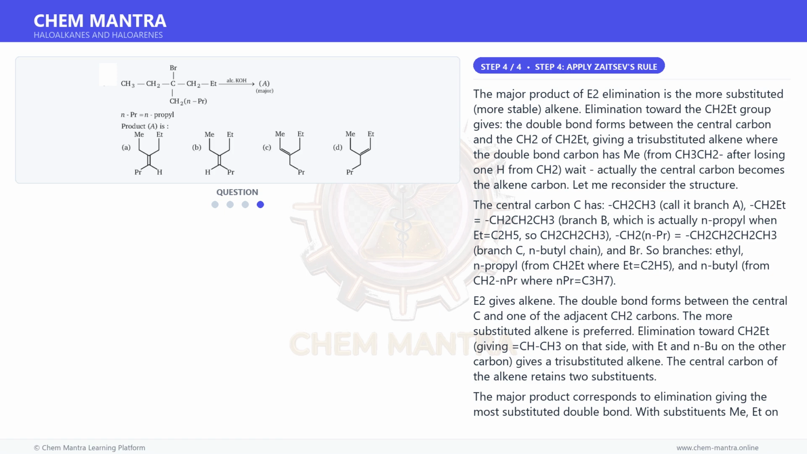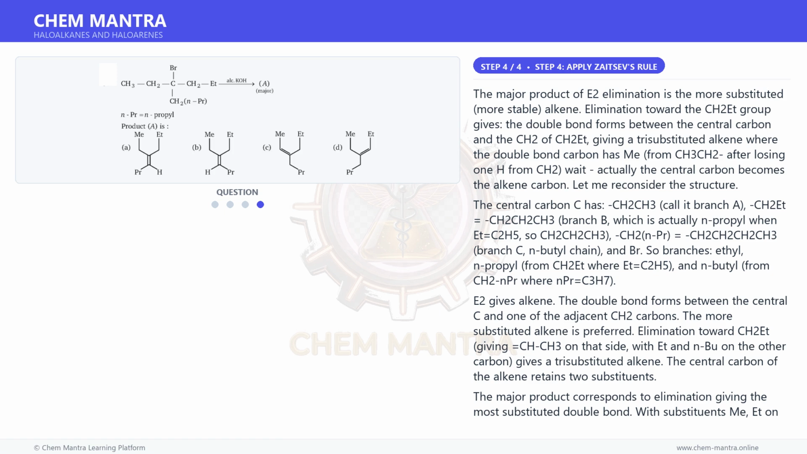The central carbon C has CH2CH3. Call it branch A. CH2Et is equal to CH2CH2CH3, branch B, which is actually N-propyl when Et is equal to C2H5. So CH2CH2CH3. CH2NPr is equal to CH2CH2CH2CH3, branch C, N-butyl chain, and Br. So the branches are ethyl, N-propyl from CH2Et where Et is equal to C2H5, and N-butyl from CH2NPr where NPr is equal to C3H7.